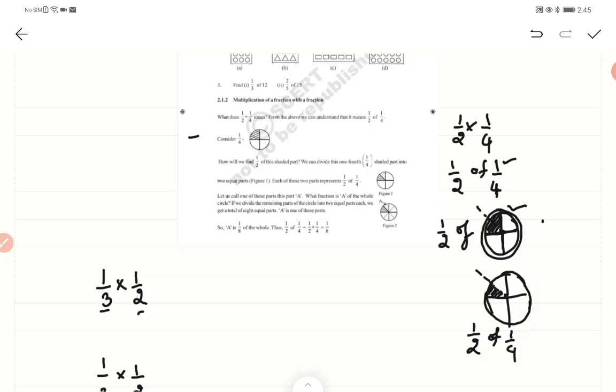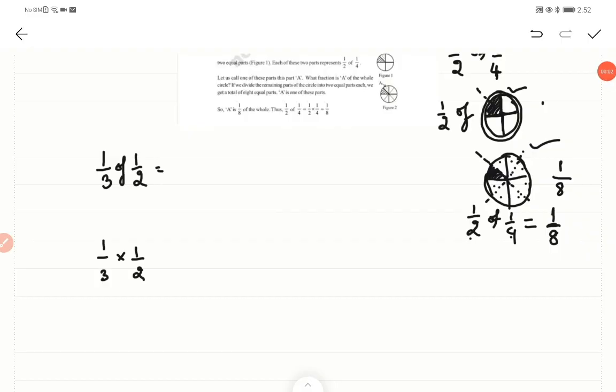What does this mean? See, if I divide all like this, it is basically divided into how many parts? 1 2 3 4 5 6 7 8, 8, isn't it? So out of 8 portions you have only one portion shaded. So this is 1 by 8, isn't it? So 1 by 2 of 1 by 4 is nothing but 1 by 8. It is multiplication, isn't it? If you multiply 4 into 2, you'll get 8. So 1 by 8. This is how you represent it.